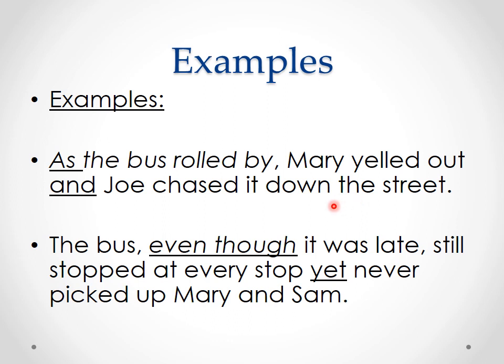Now let us see the second example. "Even though" is the subordinating conjunction, and "yet" is the coordinating conjunction, which joins two independent clauses: "still stopped at every stop and never picked up Mary and Sam." Here "Mary and Sam" is again a compound object. And "even though it was late" is the dependent clause.